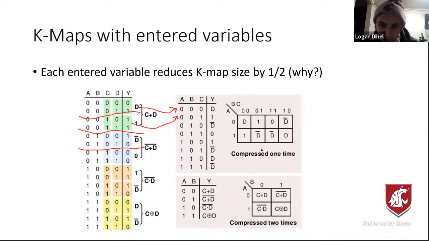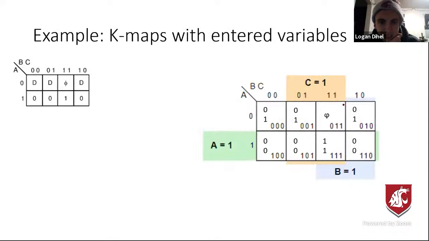Then you get your K-map. One other thing to note is every time we do one entered variable, our K-map shrinks by half. Before we had a 4x4 K-map with this truth table, but this one's going to be just this 8-cell one. And then if we simplify it even further, we get down to a 2x2. So I have an example for that.